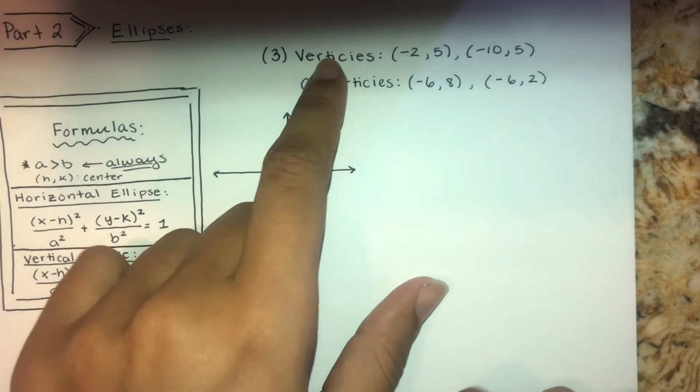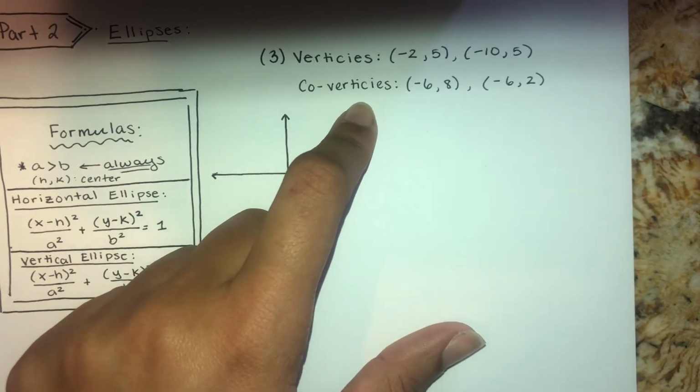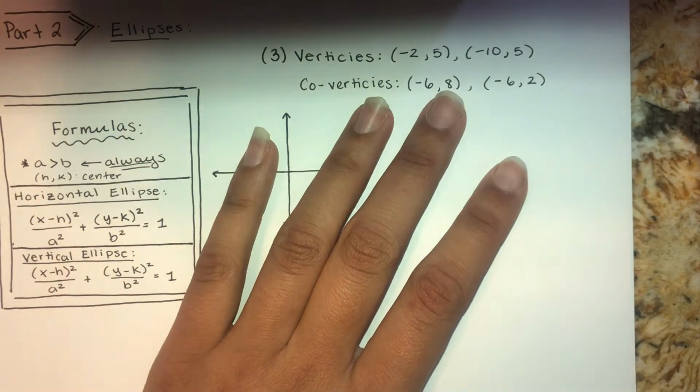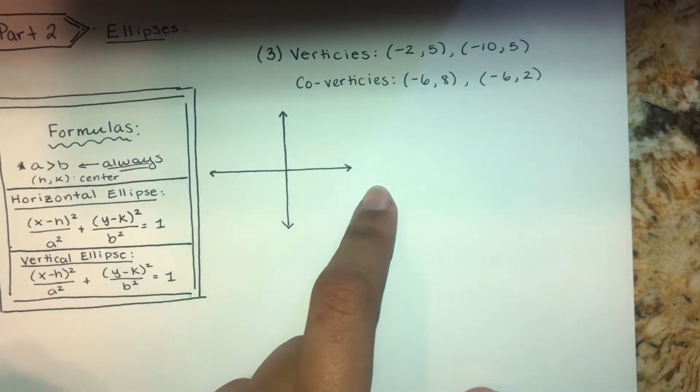This is generally how your problems are going to look, where you're given vertices and co-vertices. I doubt I'm going to give you problems where you have to graph given foci, but just in case, you can always look back at the notes. All right, so let's start off by graphing this.